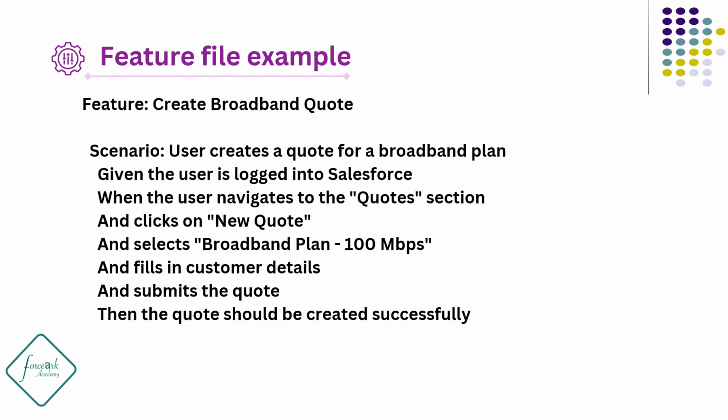Next is and selects broadband plan 100 Mbps. This step interacts with the product catalog components, selecting a telecom product using dynamic dropdowns or guided selling flows, and fields in customer details.